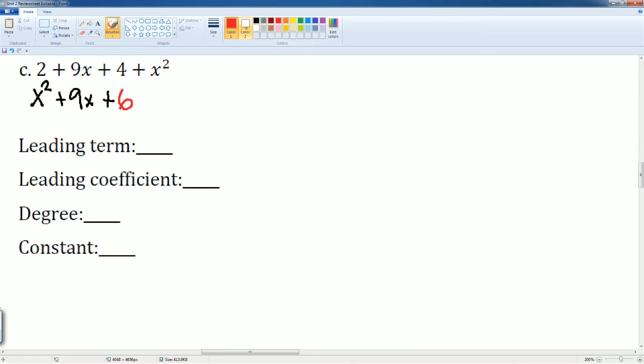Good. Now we could look at our leading term. Remember, the leading term is the number in front. So it is x to the second power. It's just this.